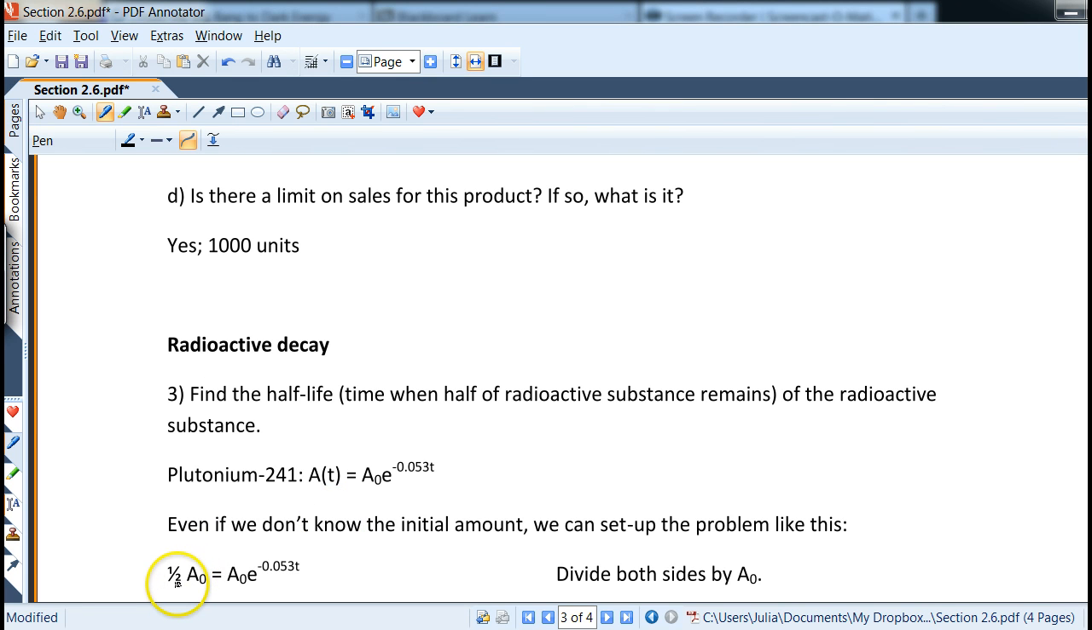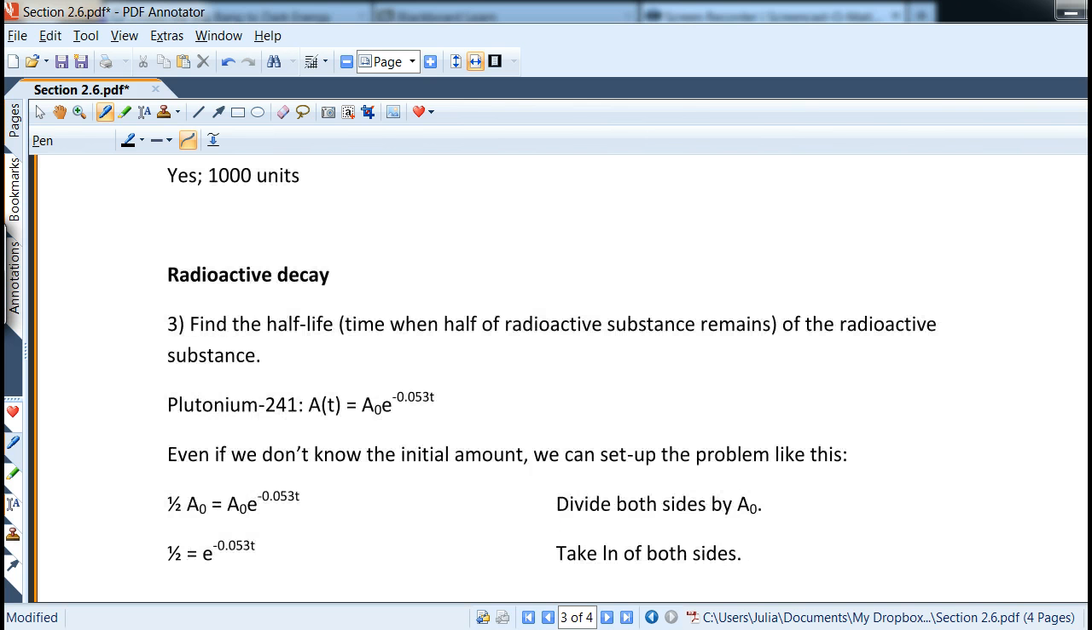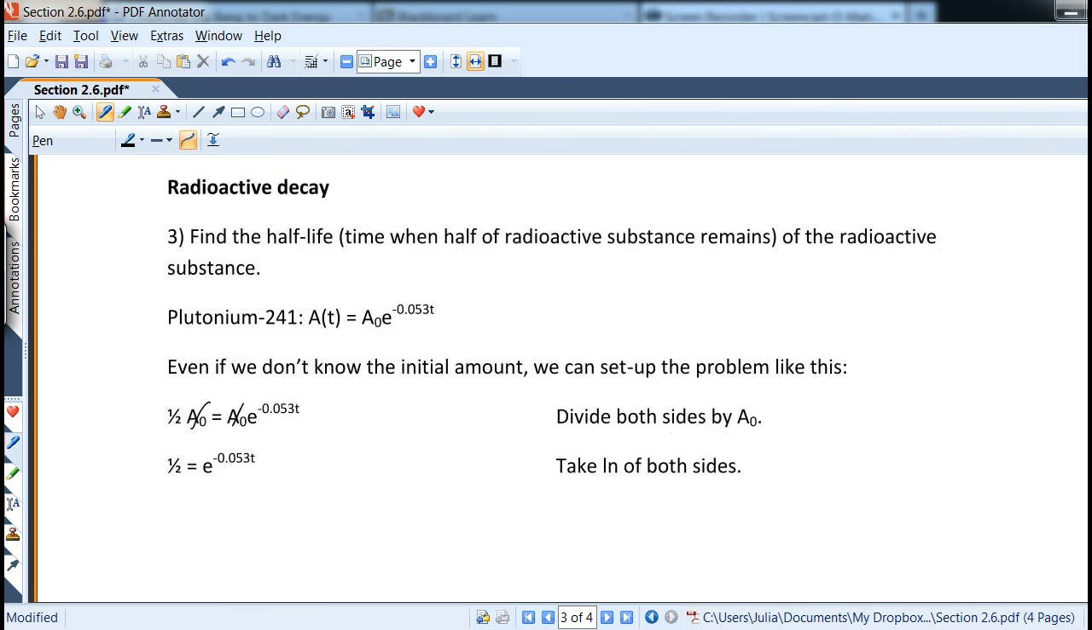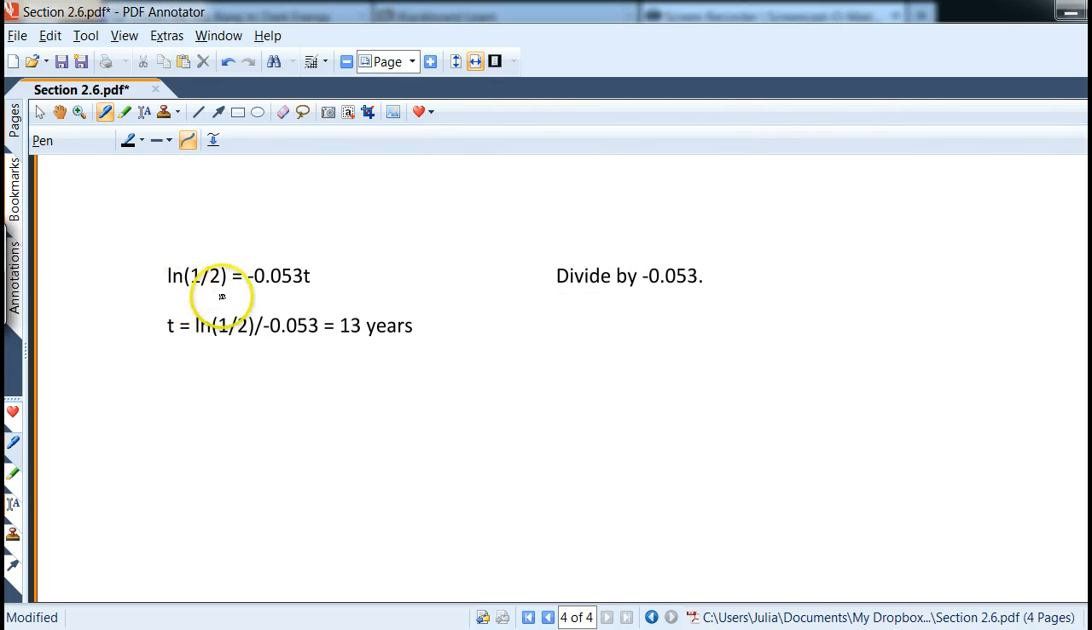I basically set this up as 1/2 A0 equals A0 e to the this exponent right here. Since we divide both sides by A0, well, we can cancel. Here is where we can cancel them. Let me show you. And so we end up with 1/2 equals e to the negative 0.053t. Again, we can take a ln of both sides. And we end up with a ln of 1/2 equals the exponent only. So you can solve for t as a ln of 1/2, make sure to close parentheses, divided by negative 0.053. So we end up with 13 years approximately. And now that's it.